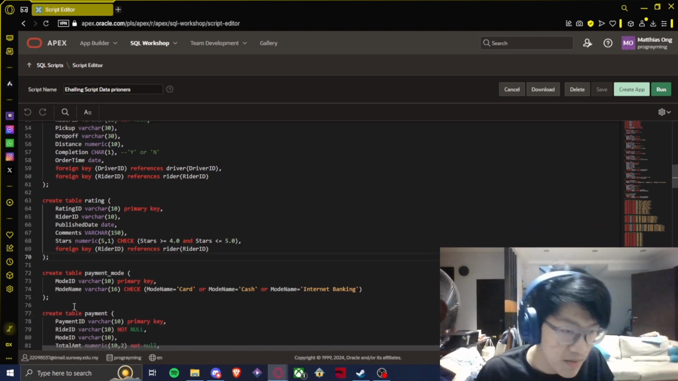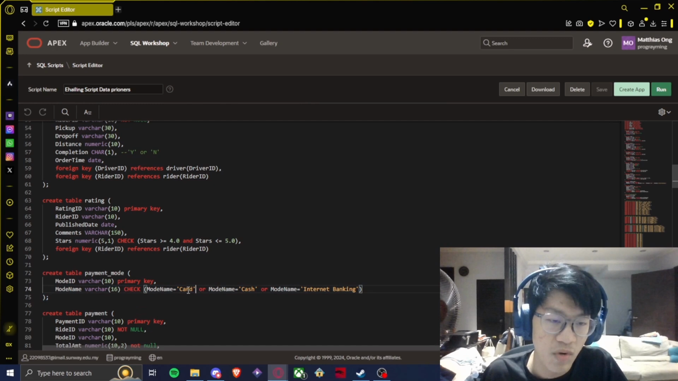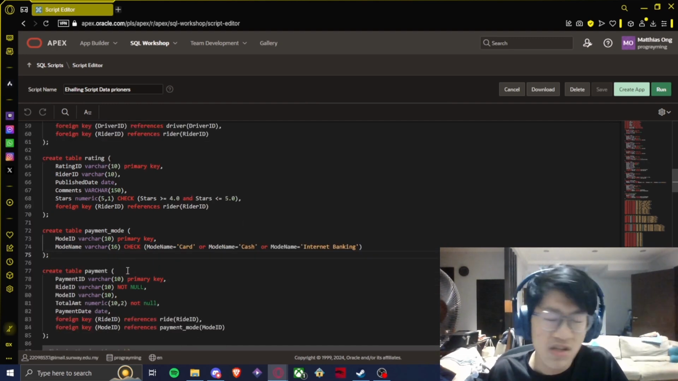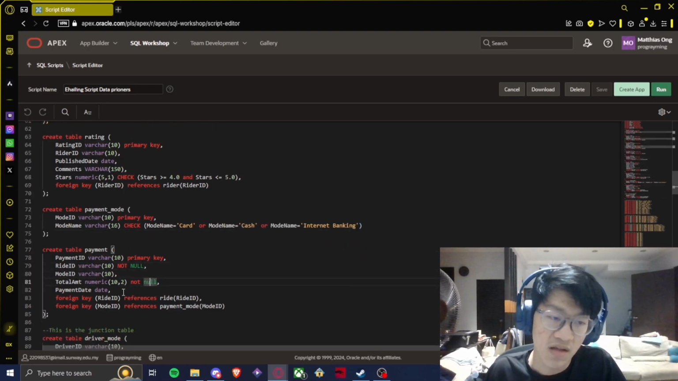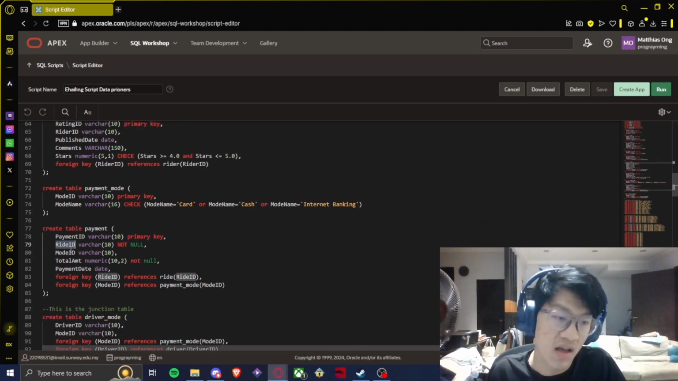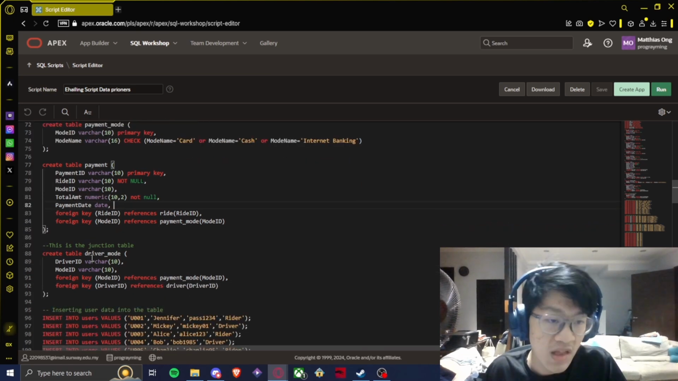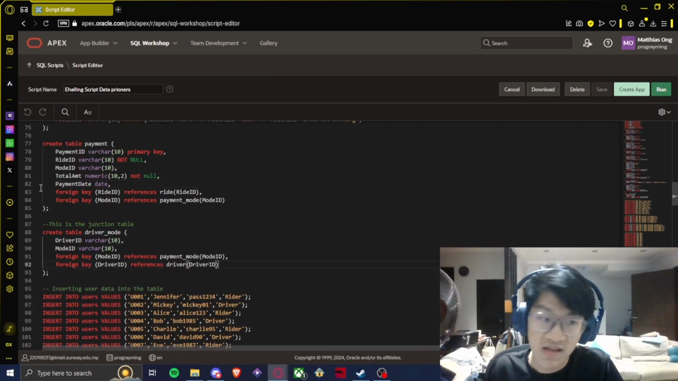Moving on to payments. Here we have the mode ID as well as the mode name. Payment mode is more of how the riders want to pay, either with a card, cash, or internet banking. Payment is where the actual payment happens, where the rider will then give the amount details. The ride ID is where all the information of the distance is, as well as how much it will cost because of this distance. And then we have driver mode, where the driver is being paid, as well as the mode ID of the payment.